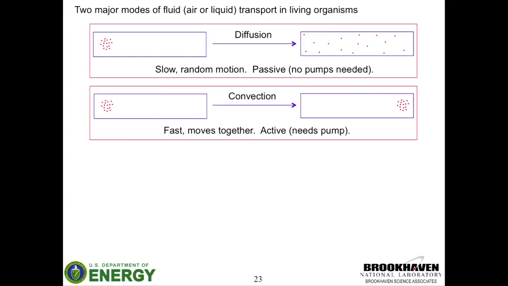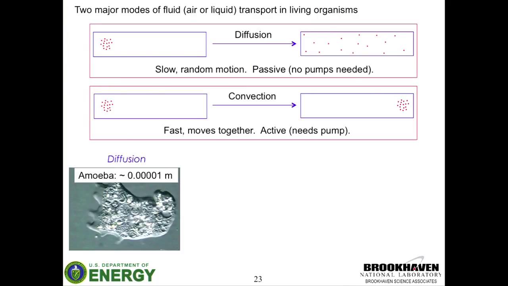So what is the biology question here? The biology question is simply that if you are an amoeba, you're very, very small. You're only about 10 microns or so. So it takes very, very little time for oxygen or carbon dioxide or food to go from one side of the animal to the other side. So diffusion, which doesn't need any additional energy to do, is sufficient for all the necessary fluid transport in a living organism. So if you're very small, diffusion is sufficient.